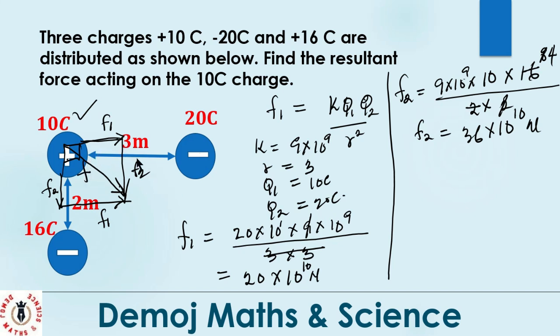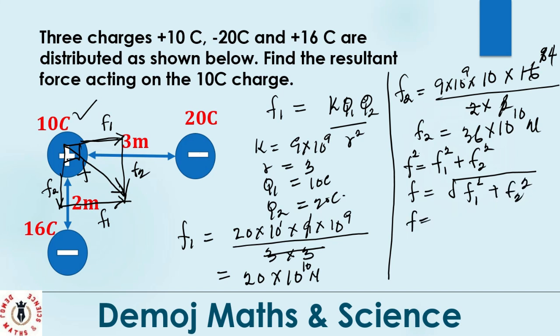Obviously, from trigonometry, we know that the square of force F will be the same thing as the square of F1 plus the square of F2. So that F now will be the same thing as the square root of F1 squared plus F2 squared.